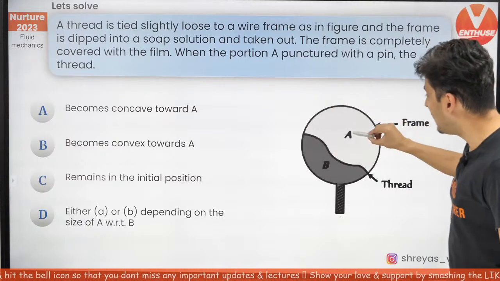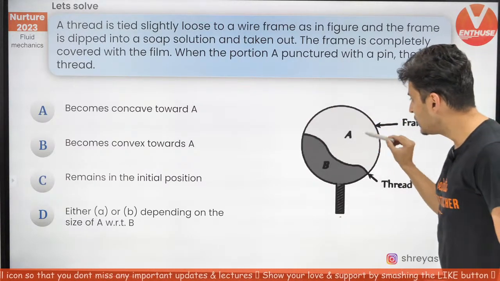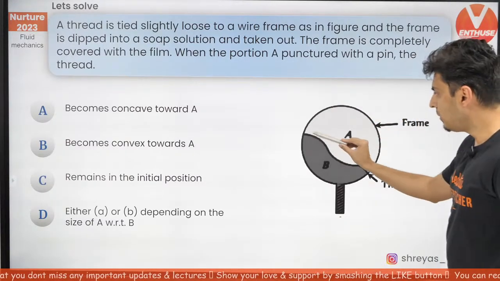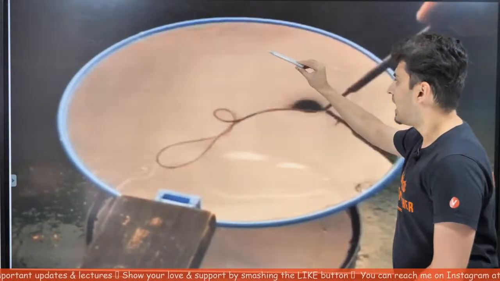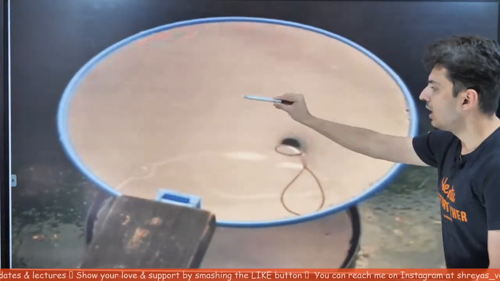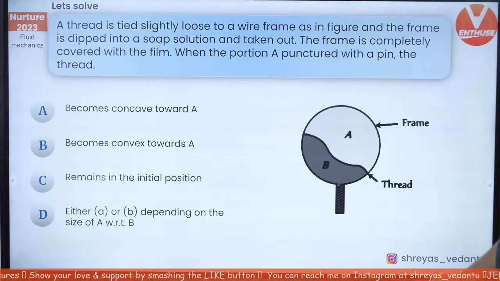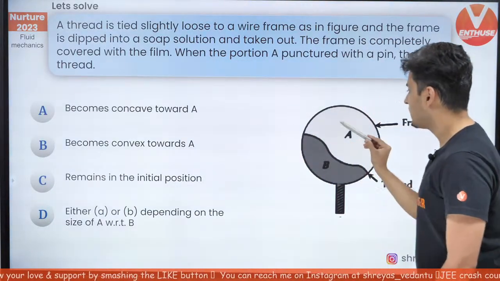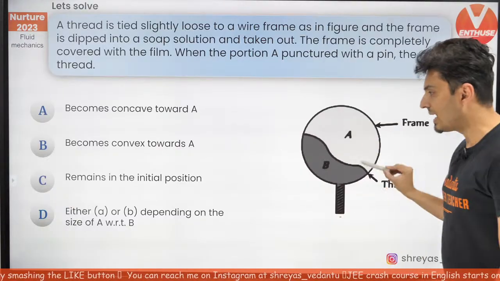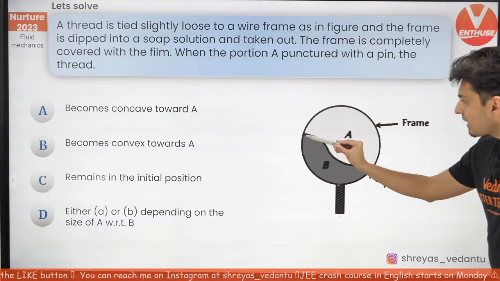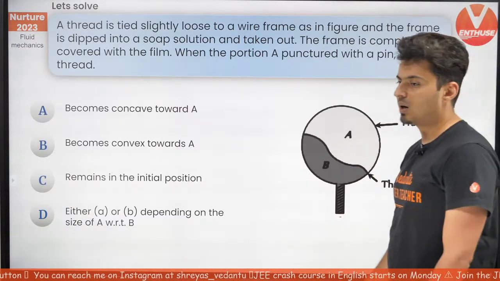Now, if you puncture A, so basically you puncture this part, how do you think the thread will behave? You connect it from here to here, and then one side you puncture it, other side the film is there. What do you think will happen? Will it become concave towards A? Will it become convex towards A? Will it remain as it is? Or it depends on where you are connecting it. Let's see how many of you can get this.